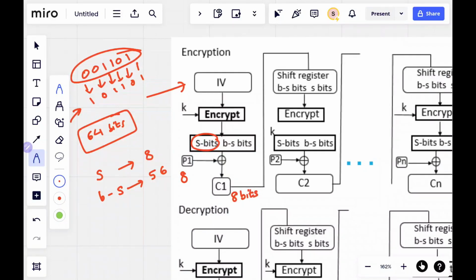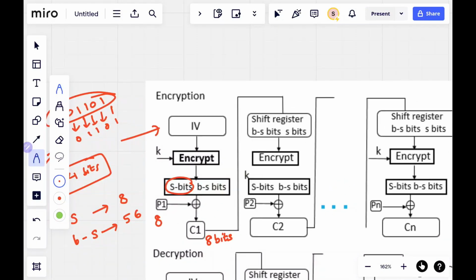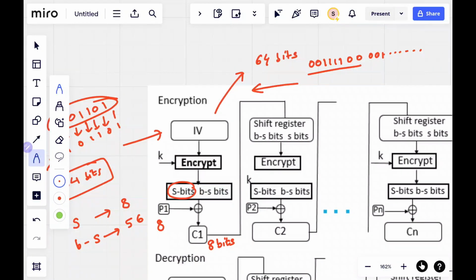Now these 8 bits are sent to the next block. What is this next block? We can see there is a different function happening here. That is a shift register. What exactly is a shift register? Let me explain. Initially we had taken 64 bits of IV. Assuming these are the first 8 bits, followed by some other characters, we shift these 8 bits, 1 2 3 4 5 6 7 8, to the left.